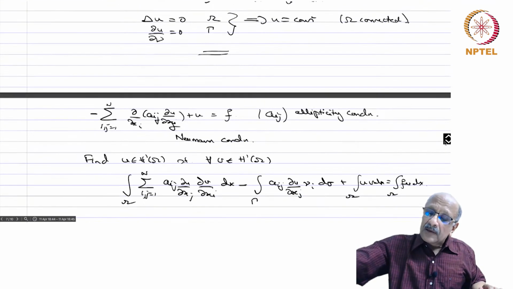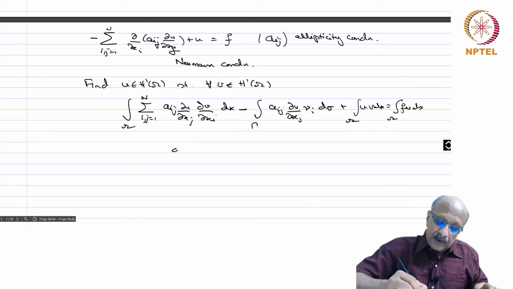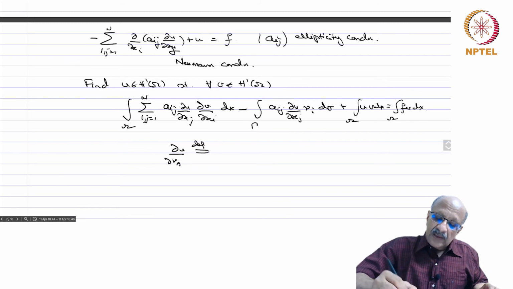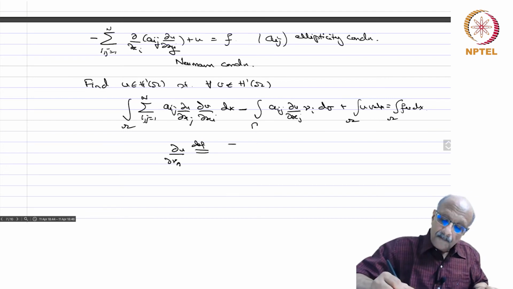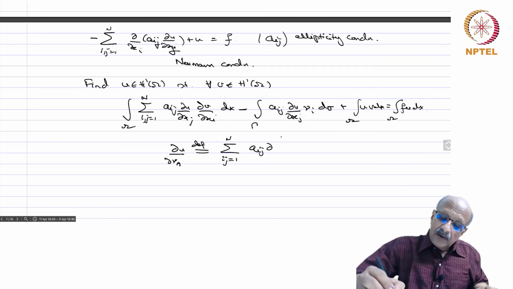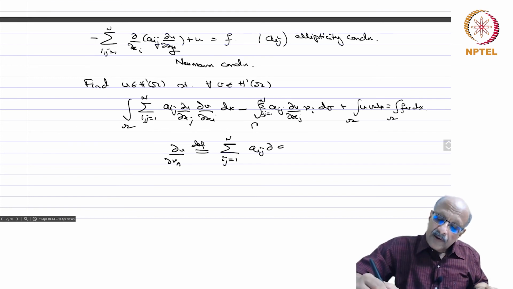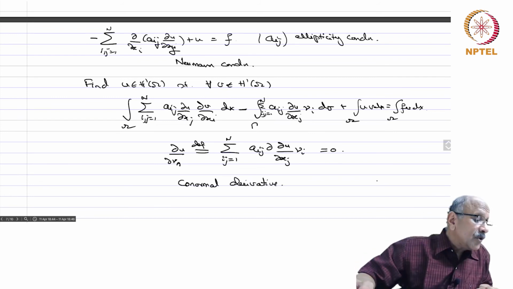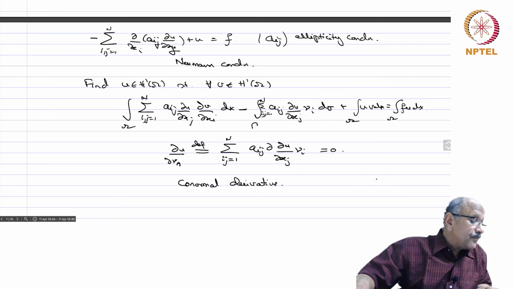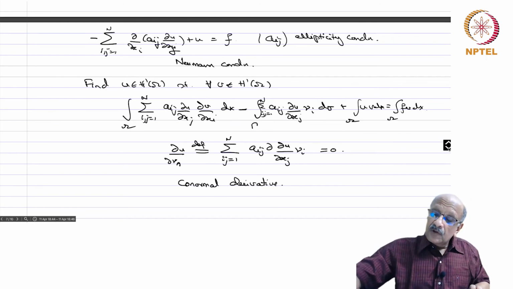So the correct natural boundary condition associated to this operator is d by d nu_A of u, which by definition is the sum over i, j equals 1 to n of a_ij du by dx_j nu_i equal to 0. And this is called the co-normal derivative to the differential operator which is given above. Okay, fine. So this is about the Neumann problem.